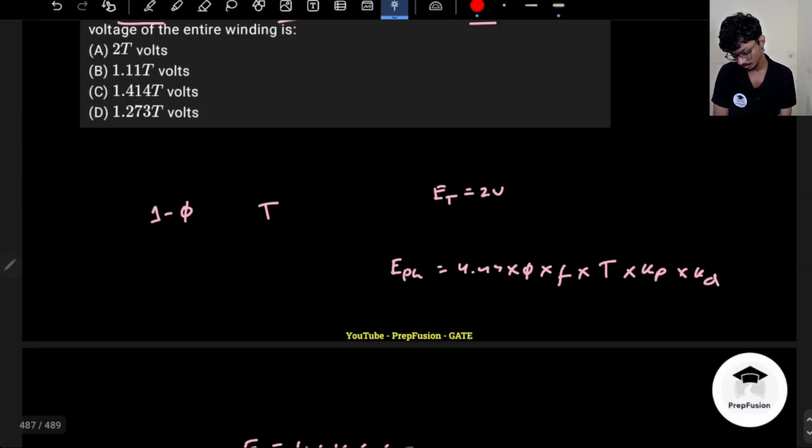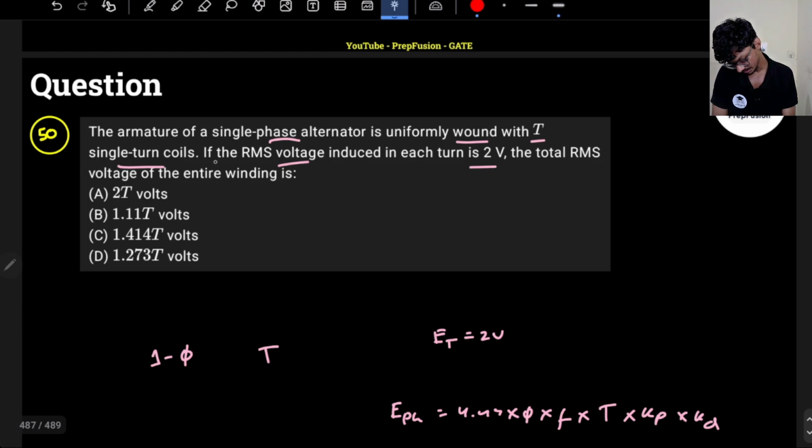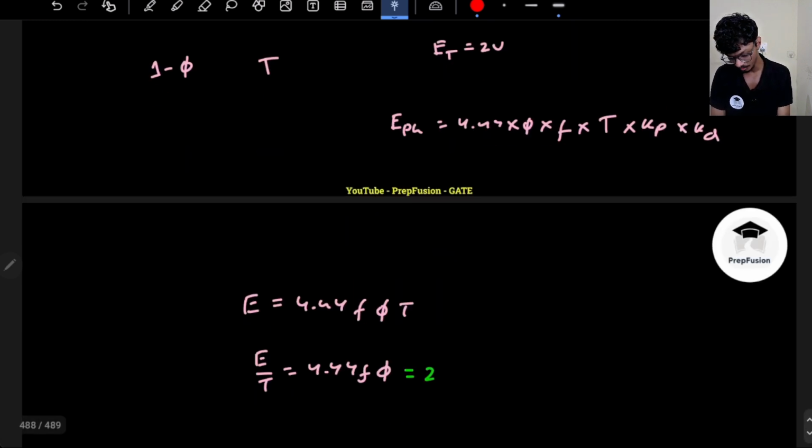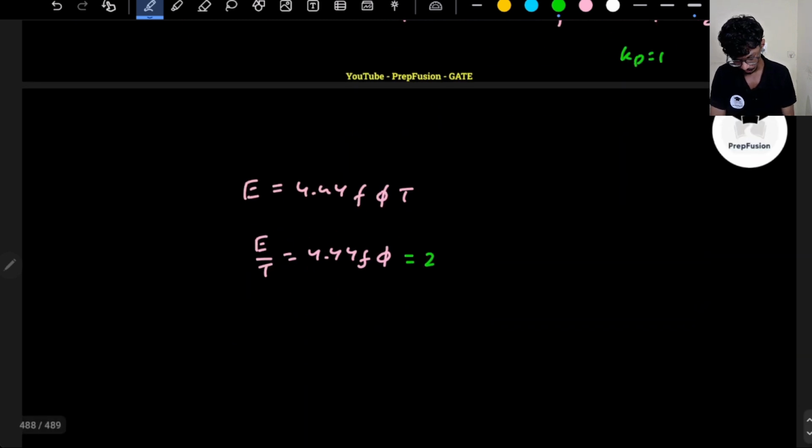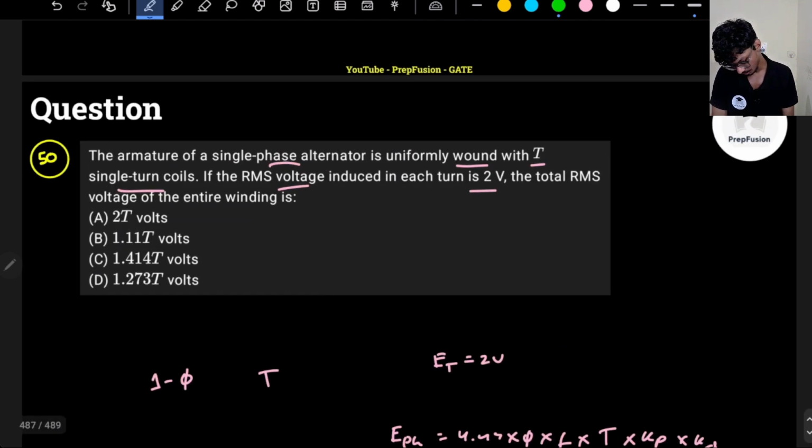kp and kd. Okay, now it's a single turn coil. Nothing is mentioned about the pitch, so I have to assume kp to be 1. Nothing has been mentioned about pitch, so kp will be 1. But I know it's a single turn coil, and it is uniformly wound.